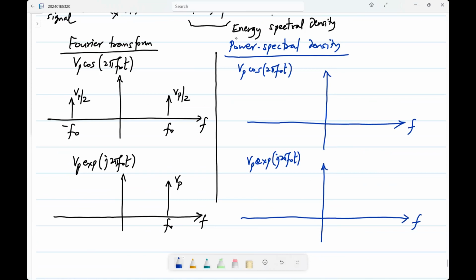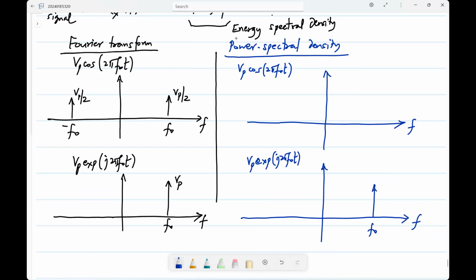What is the power spectral density of one of these? Vp exponential j 2 pi f naught t. What do you think is the power spectral density? What will it consist of? Impulses. That you guess, because the sinusoid has only those frequency components, right? So for Vp exponential j 2 pi f naught t, where will be the impulse? At f naught. Okay. And what will be the area of that impulse? Why Vp square by 2?